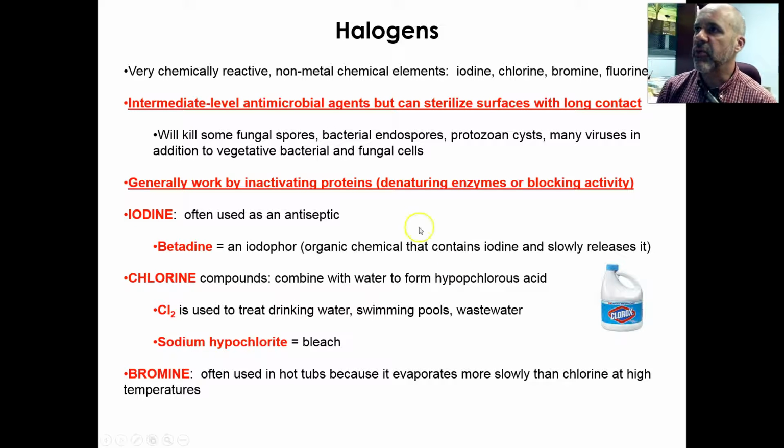So let's talk about some of these groups. So we've got halogens, and you learn about halogens when you take a chemistry class. That's a group of chemical elements that have related chemical properties in terms of how they react with other chemicals, and these include iodine, chlorine, bromine, fluorine. Those are all in the halogen category. So you're probably recognizing some of those as things you might use for controlling microbes. In general, these are going to be intermediate level, but with very long contact periods, you can achieve sterility with some of these in some instances.